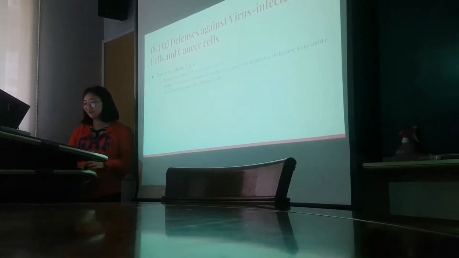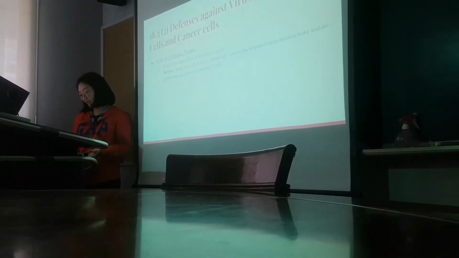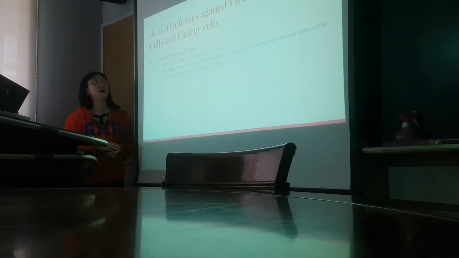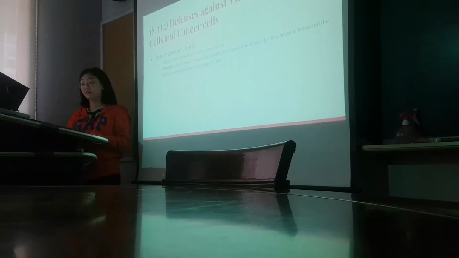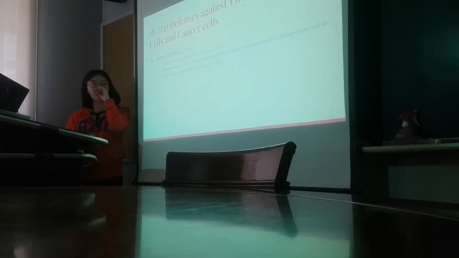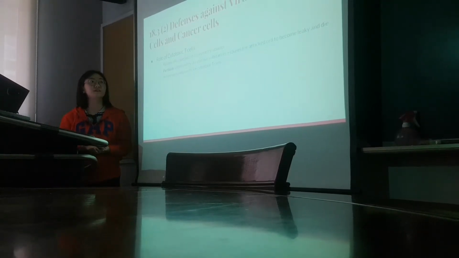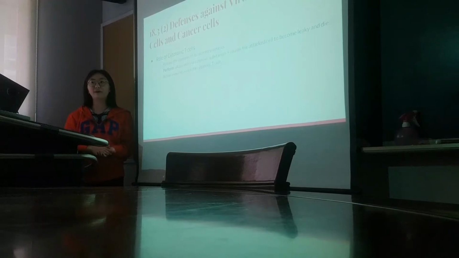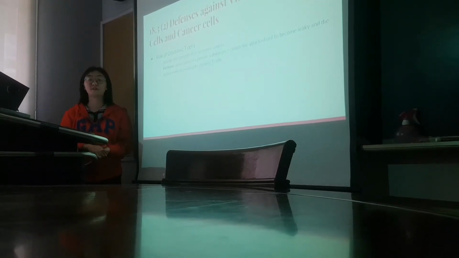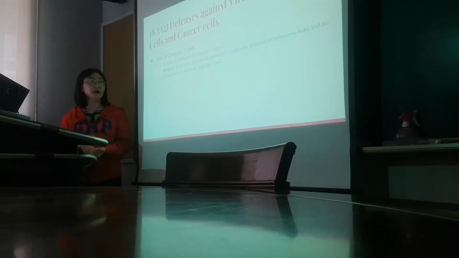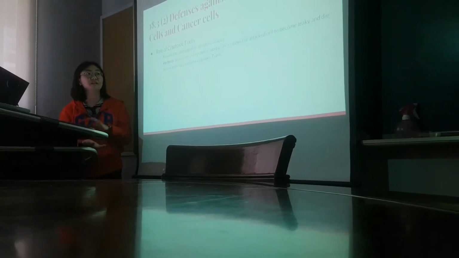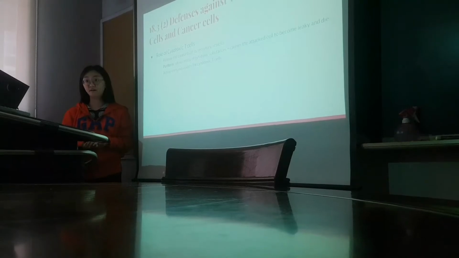Lastly, the role of cytotoxic T cells and NK cells in defense against virus-infected cells and cancer cells. These cytotoxic T cells release the contents of their secretory vesicles, and perforin is the most common type of protein released from this vesicle. It allows the entry of cytotoxic substances and causes the attacked cell to become leaky and die.